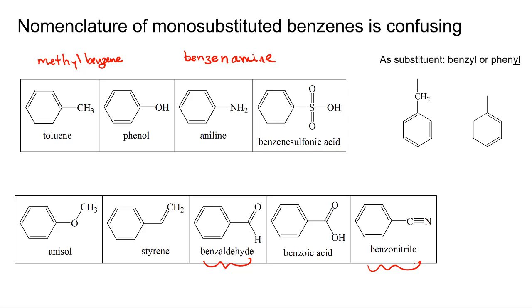Now, benzyl or phenyl, this is what we call these things, aromatic rings, especially benzene rings, I should say, when there are substituents on a larger structure.